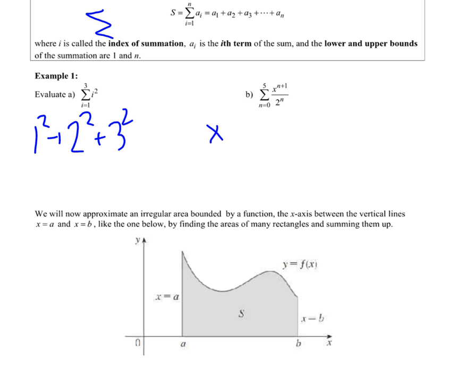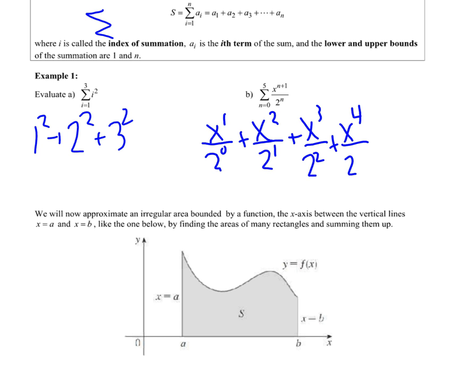So we have x to the 0 over 2 to the 0, or 1. Then we have x to the 1 over 2 to the 1, x to the 2 over 2 squared, and so on. We're going to keep doing this until we get to our n value of 5, so this would be x to the 5th over 2 to the 5th.